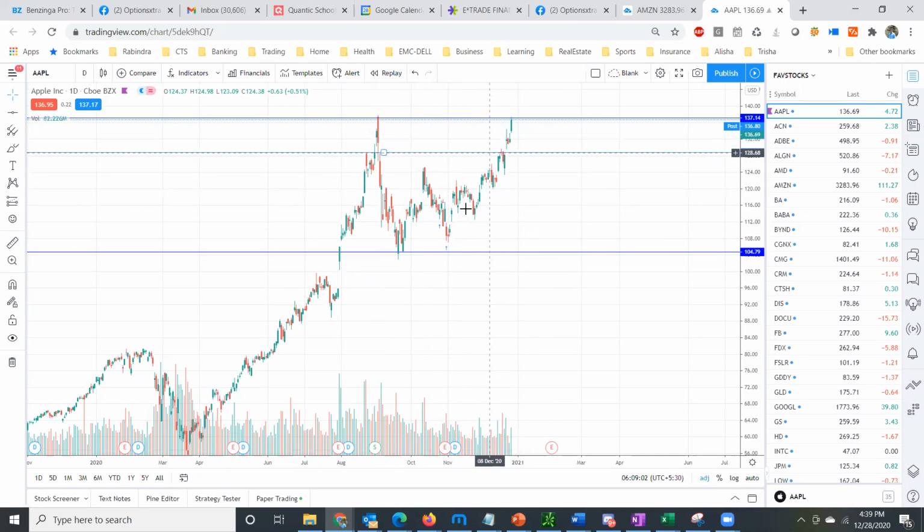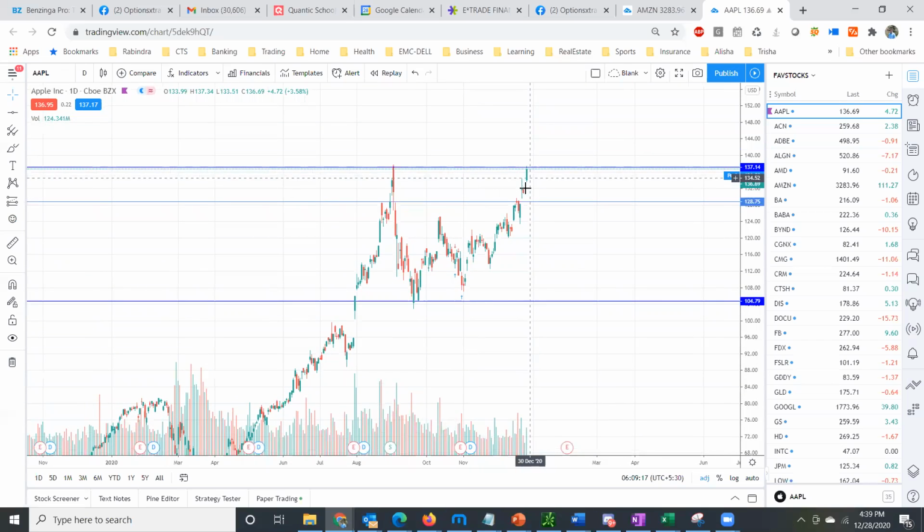Whoever caught this bounce at this point also made some money on this run. If in case you missed this run, then whoever caught at this point also made money on this run. But even if you missed it, even if you got in today, you still have a chance. But for this to work, you have to have time.